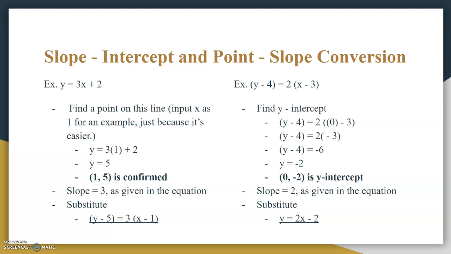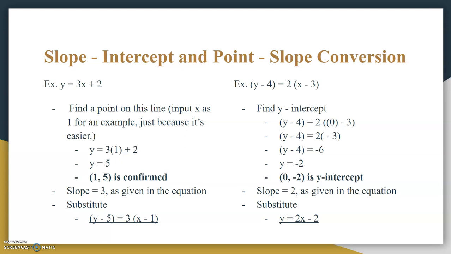Now let's take a look at the other way, converting from point slope to slope intercept. Let's take a look at this example. y minus 4 is equal to 2 times (x minus 3). First, we have to find the y-intercept. y minus 4 is equal to 2 times (0 minus 3).